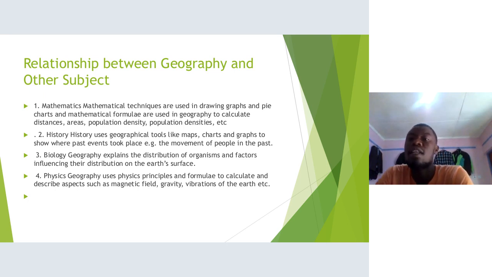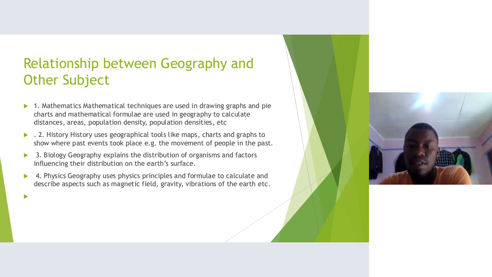As geography studies the interrelationship between them and their existence, and biology studies the human life, geography helps in explaining the distribution of organisms and other factors that influence the distribution. Why is it that in one strategic place we have plants while other places are dry? Now they borrow those ideas in studying the distribution and the factors that affect the distribution.